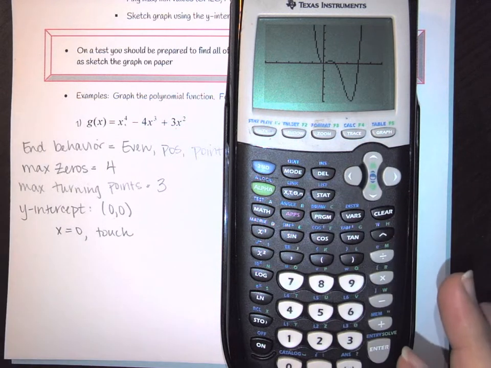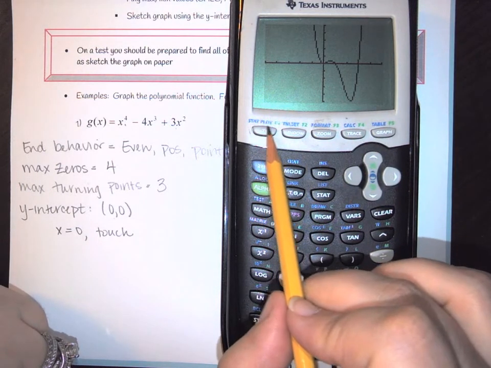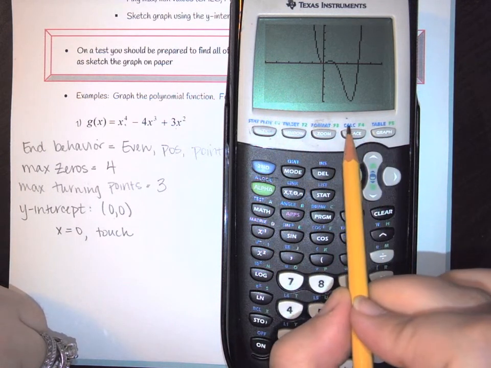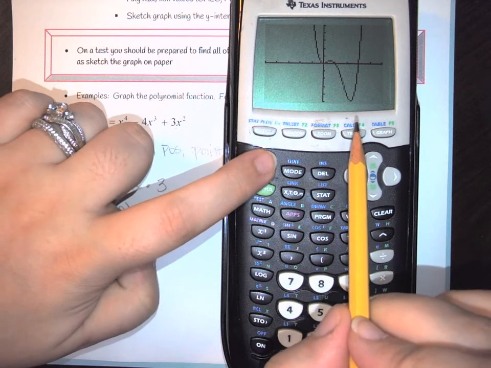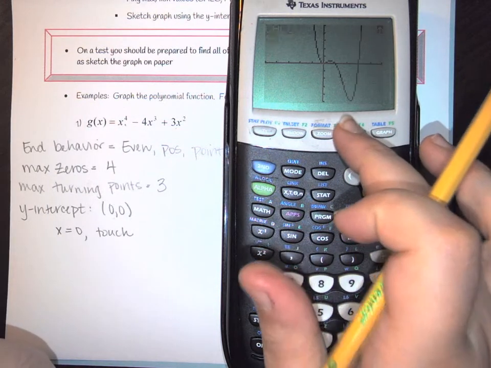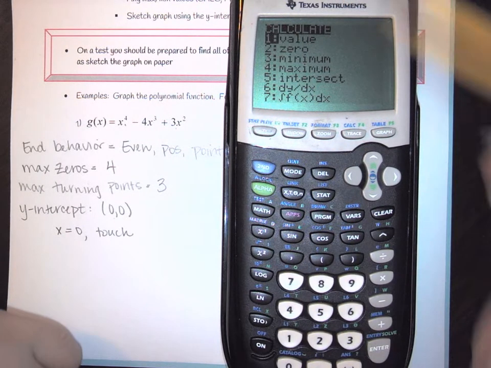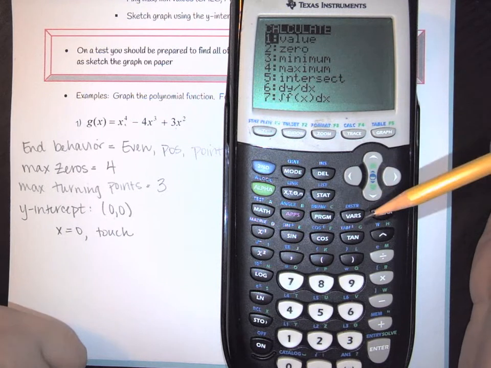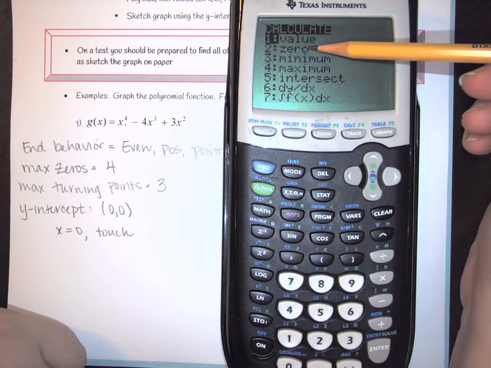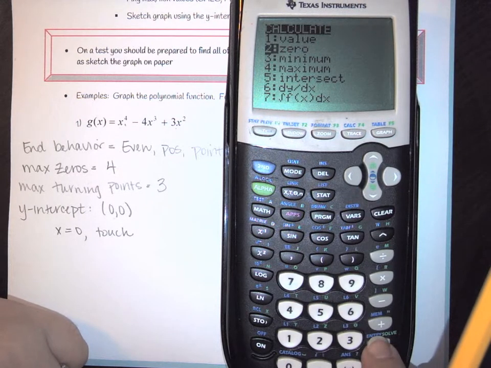Now there's an easy way to do that with your calculator. If you look, you can see all these blue labels across the top. Well, one of these right here above my trace says calc. To get to the blue, you would hit the second button. So I would hit second, and you can go to calc, and then notice it brings up a menu where I can choose, and it says I can find the value, the 0, the min, the max, the intersect, etc. So we want to look at 0. Okay, so we're going to come down to 0 and hit enter.